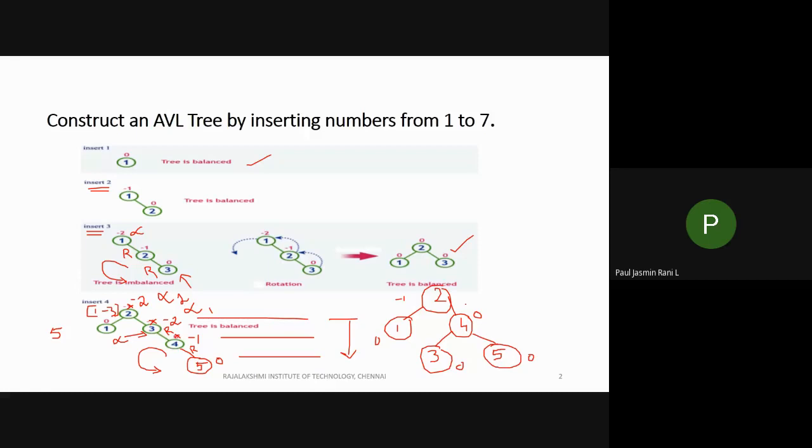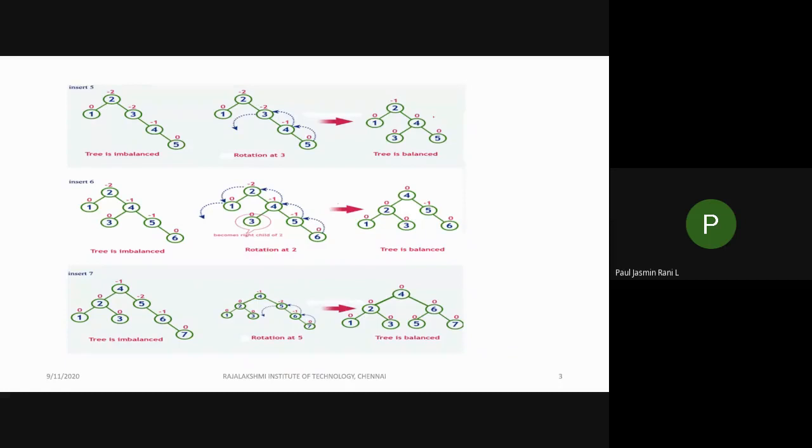So this is how you have to perform when you get an alpha node. Okay, so this is the answer. I hope you follow. After inserting 5, you have an alpha node, so I'm going to consider only this child node. After doing a single rotation, I'm getting the answer like this.